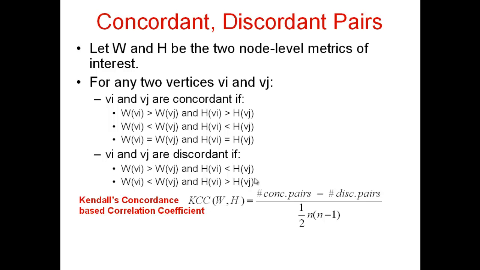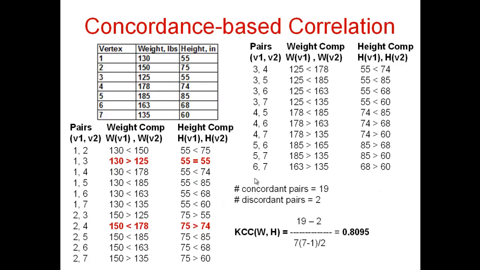Now we can come up with what is called the concordance based correlation coefficient, and this is named after Kendall. It's basically the number of concordant pairs minus the number of discordant pairs, divided by the total number of pairs you can have, which is going to be n times (n minus 1) over 2. So let us do this example again now on the weight and height of the vertices.